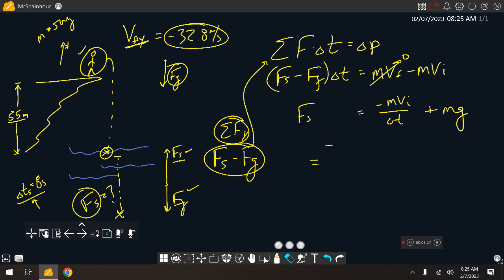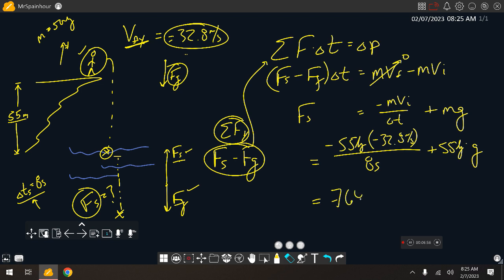So I plug my numbers in here. I get negative 55 kilograms. That negative, of course, came from the negative right there. And times the negative 32.8 meters per second. That negative, of course, came from the fact that it was downward. So yes, absolutely, they will cancel, which should make sense. Divided by 8 seconds plus 55 kilograms times g. And our final answer, when we plug it all in, is 764.5 newtons.